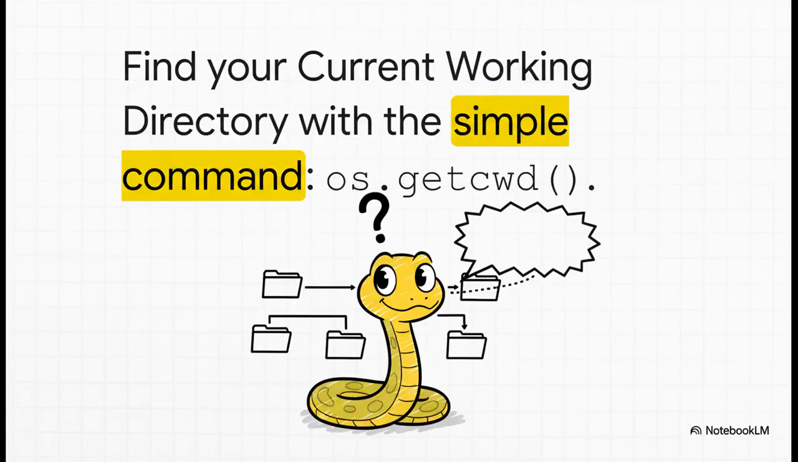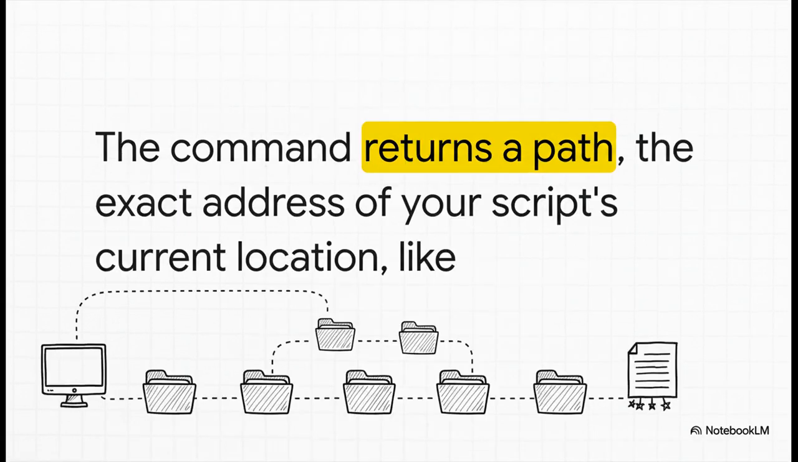And how do you find out where that "you are here" marker is? Simple. You just ask Python. The command is os.getcwd, which basically means get current working directory. This little function is your absolute starting point for navigating anywhere. When you run that command, Python is going to give you back a string of text, something that looks like this. We call this a path, and it's the exact unique address of your script's location on your computer.